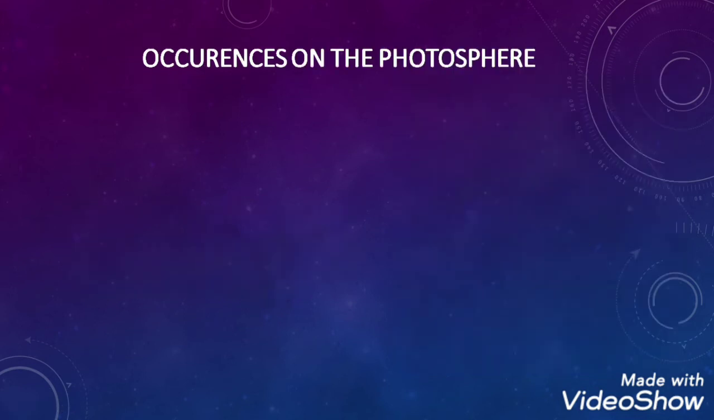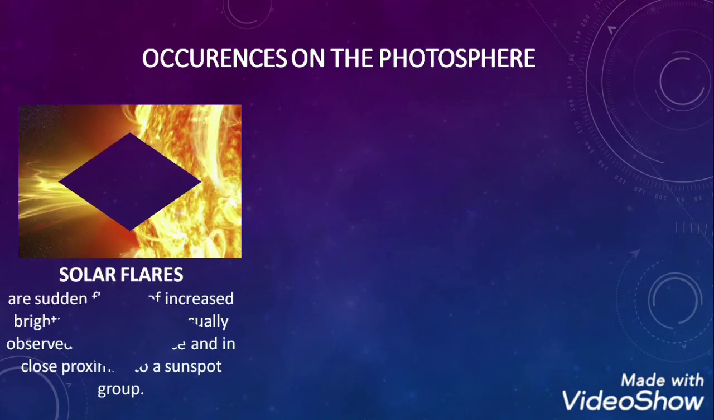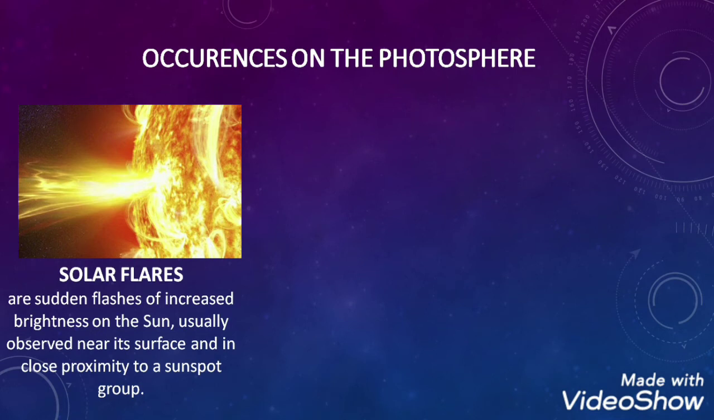Now we'll talk about the occurrences on the photosphere. So first are the solar flares. Solar flares are sudden flashes of increased brightness on the sun, usually observed near its surface and in close proximity to a sunspot group. So these are solar flares.